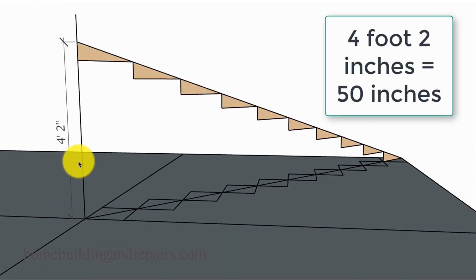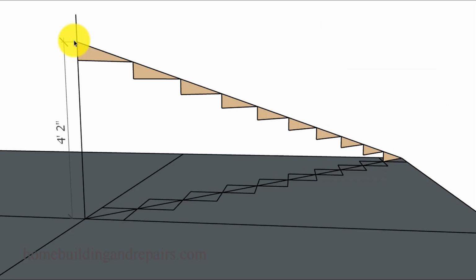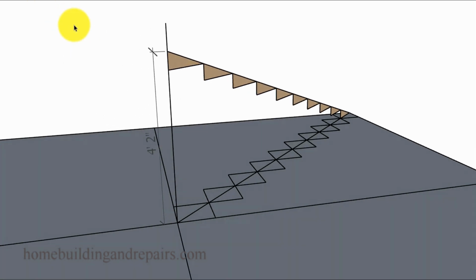So here we have 50 inches, which would be 5 times 10. For every one of these units where we have 5 inches, we would have 10 units here. We multiply that together, 10 times 5, and we get 50 inches. That's going to be the overall height at the top of the roof for this particular design.